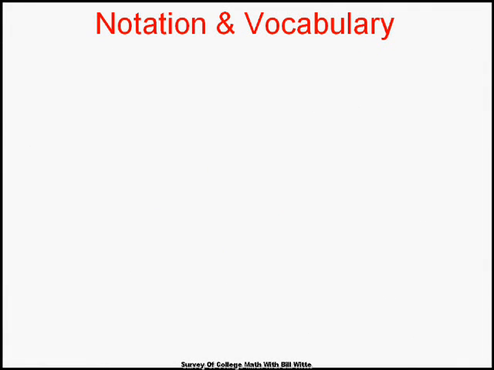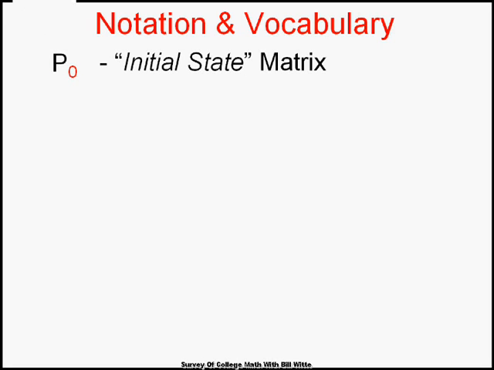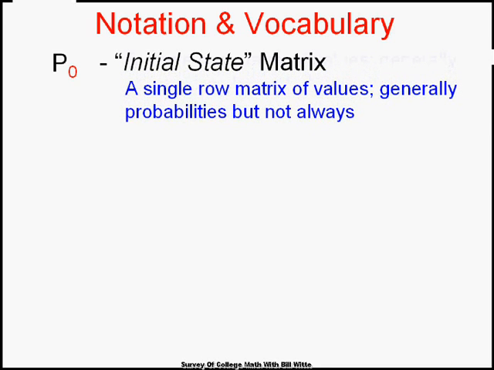We're going to be writing down these states. There's going to be some shortcuts for writing it down. P sub 0, we're going to say, is the initial state. It's going to be a matrix, okay? The initial state that something is in. It's going to store all those numbers. It's always going to be a single row matrix of numbers. And generally, these will be probabilities, but they're not always, okay?